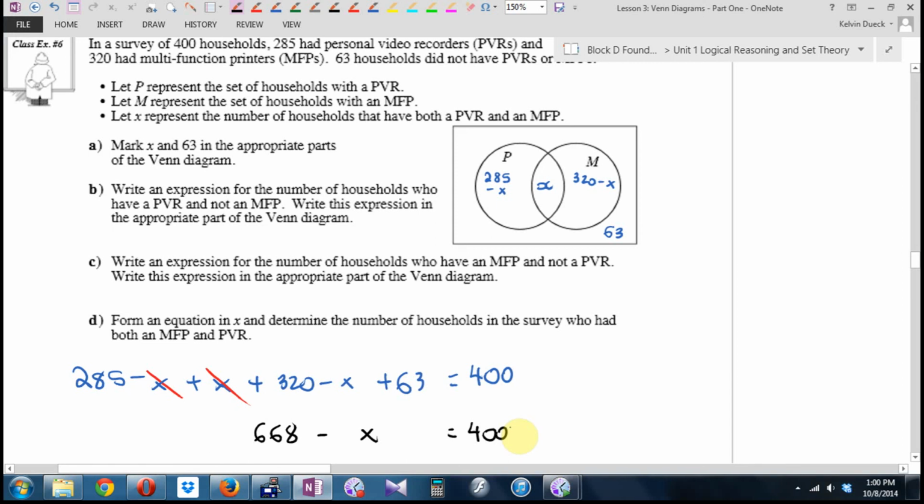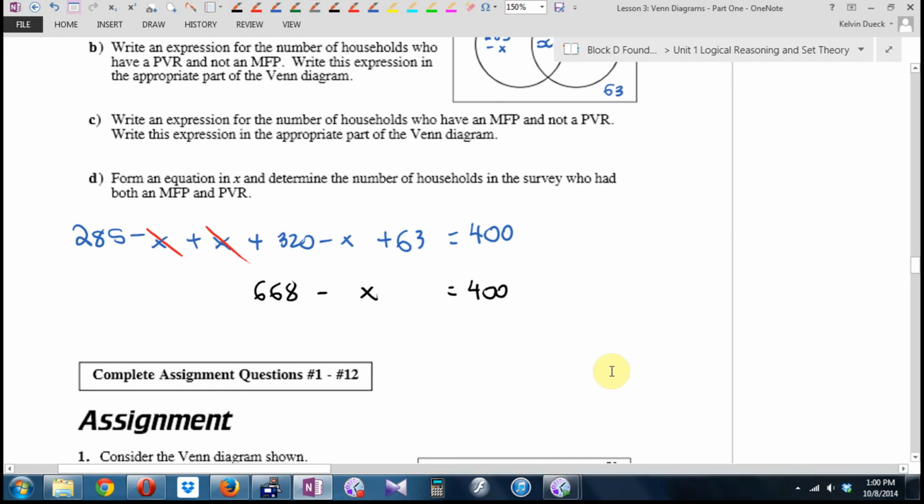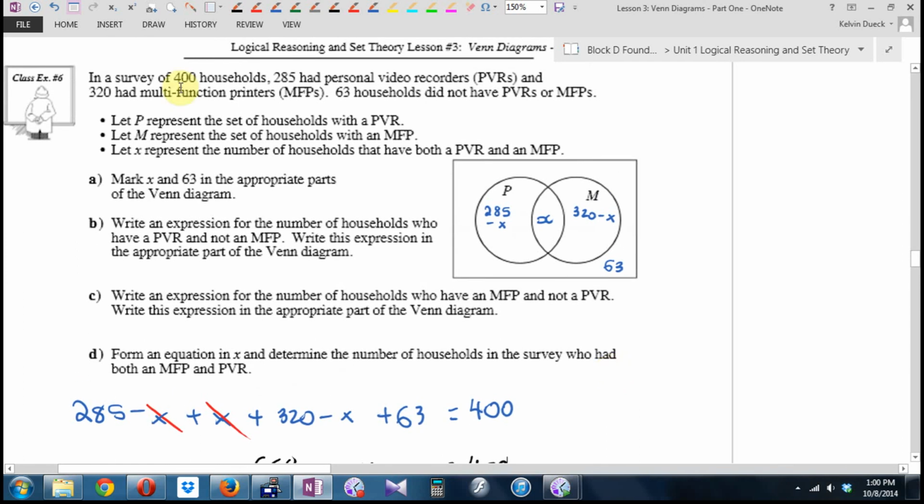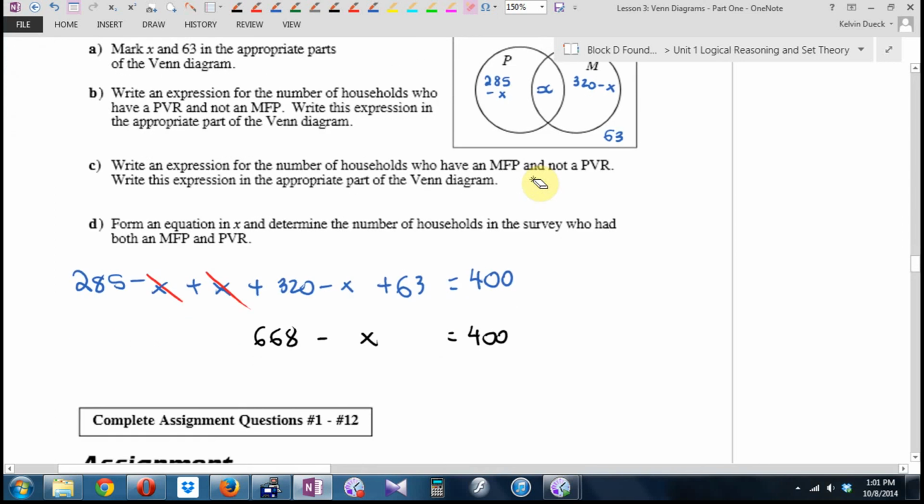Just intuitively, I think x is going to be 268 because I think 668 take away 268 gives you 400. But let's solve for x. How would I get the x by itself? That's part of the 400, right? 400 people were surveyed. So printers plus both, PVRs plus both, plus multifunction, plus whoever didn't, that all has to add to 400. That's our universal set n number. Is that okay? How would I get the x by itself?